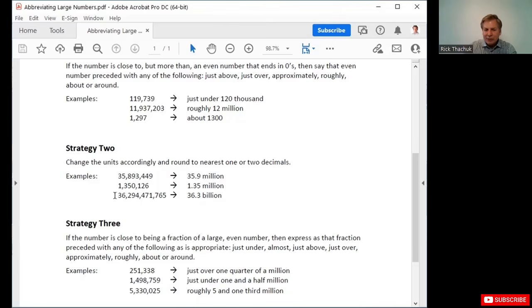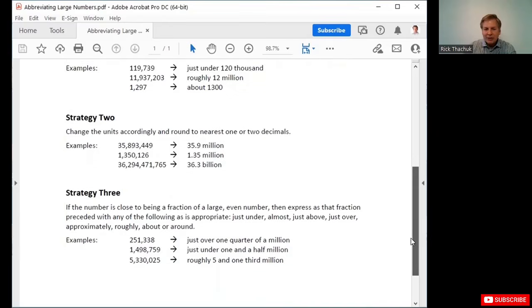This third example is when rounding and changing units becomes extremely helpful. Look at the size of this number, 36,294,471,765. Well, I don't want to say all of that in a presentation. I need a quick way to refer to this number. I think I'll put this number in units of billions, and I will round to 1 decimal place. And if I do that, it's 36.3 billion.